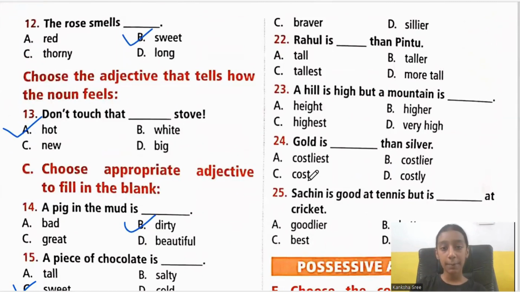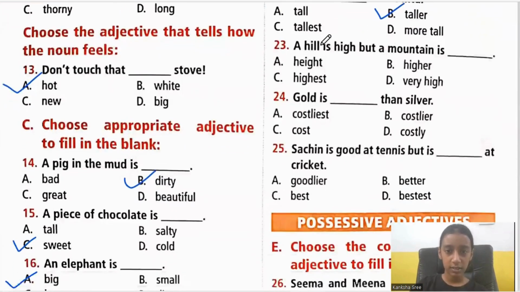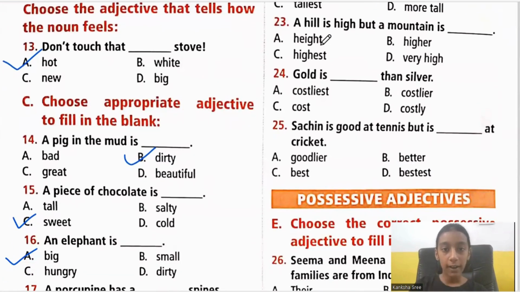Rahul is dash than Pintu. Here we are comparing again two people, just Rahul and Pintu. So it must be comparative degree. So it is taller. Very easy, very easy. Okay. Next. 23rd one. A hill is high, but a mountain is dash.